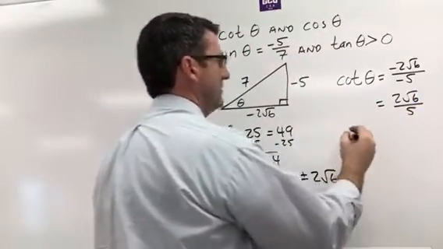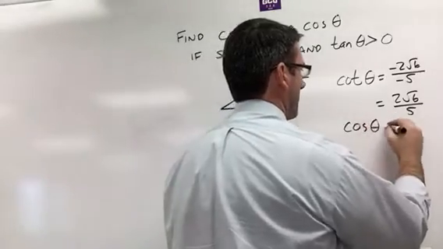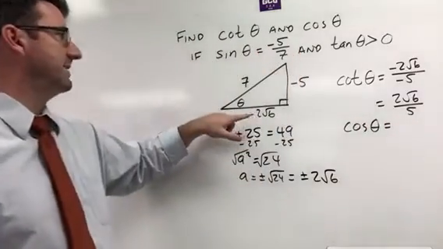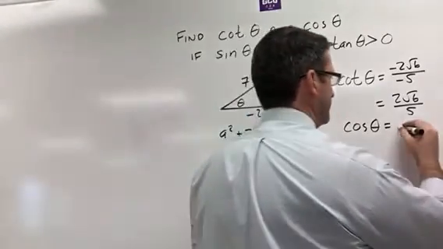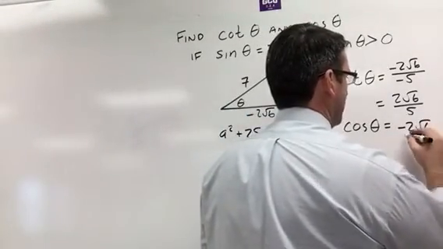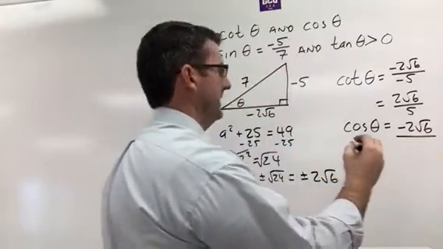And then cosine. Cosine is going to be the adjacent side over the hypotenuse. So the cosine is -2 square root of 6 over 7.